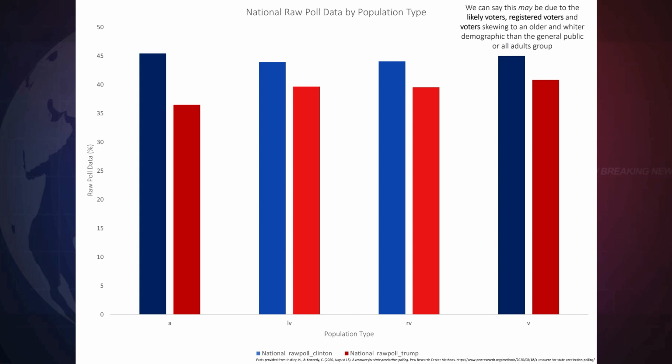We can say that this is due to likely voters, registered voters, and voters skewing to an older or whiter demographic than the general public or all adults group. Older and whiter Americans tend to prefer Republican than any other group. We can see some evidence of this as the distance between Trump's polls and Clinton's polls is much closer in these population groups in comparison to the all-adult section.